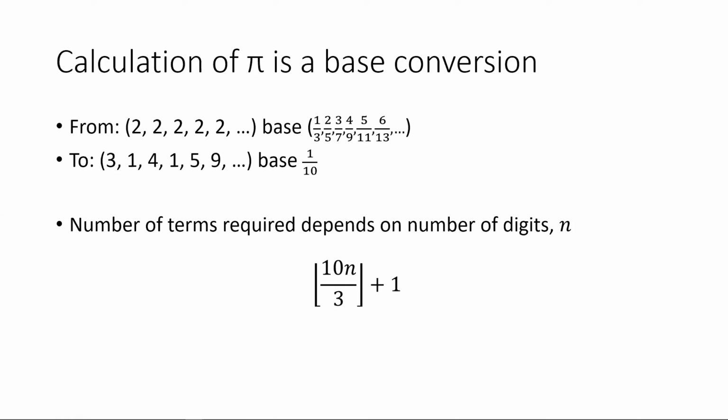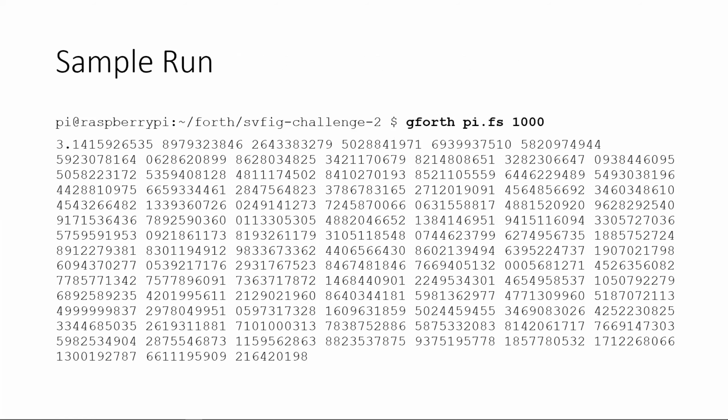How many terms do I need? In this case, I've got 6 digits showing, so they say I would need 10 times that. 60 divided by 3 is 20, and 1 for good measure. That's not how they derived it, but that's what I'll say. Sample run for 1,000 digits looks good.